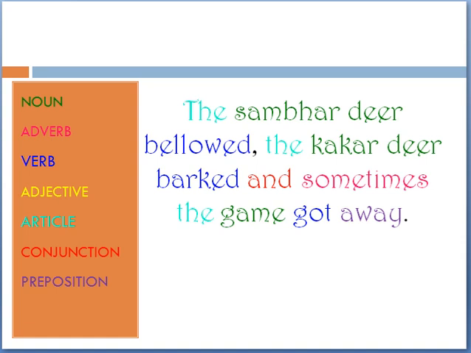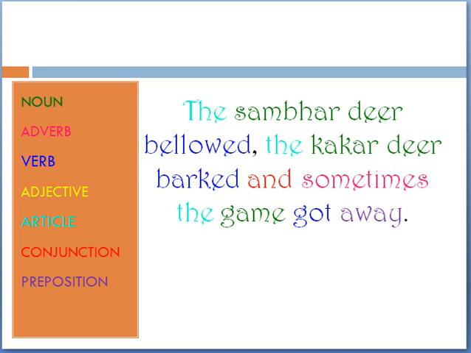And is a conjunction. It is joining the first part of the sentence, that is sambar deer bellowing, cocker deer barking, and the next part, which is going away. These two parts have been joined by this conjunction "and". Any word that joins two or more parts of a sentence is called a conjunction. So here "and" is a conjunction.